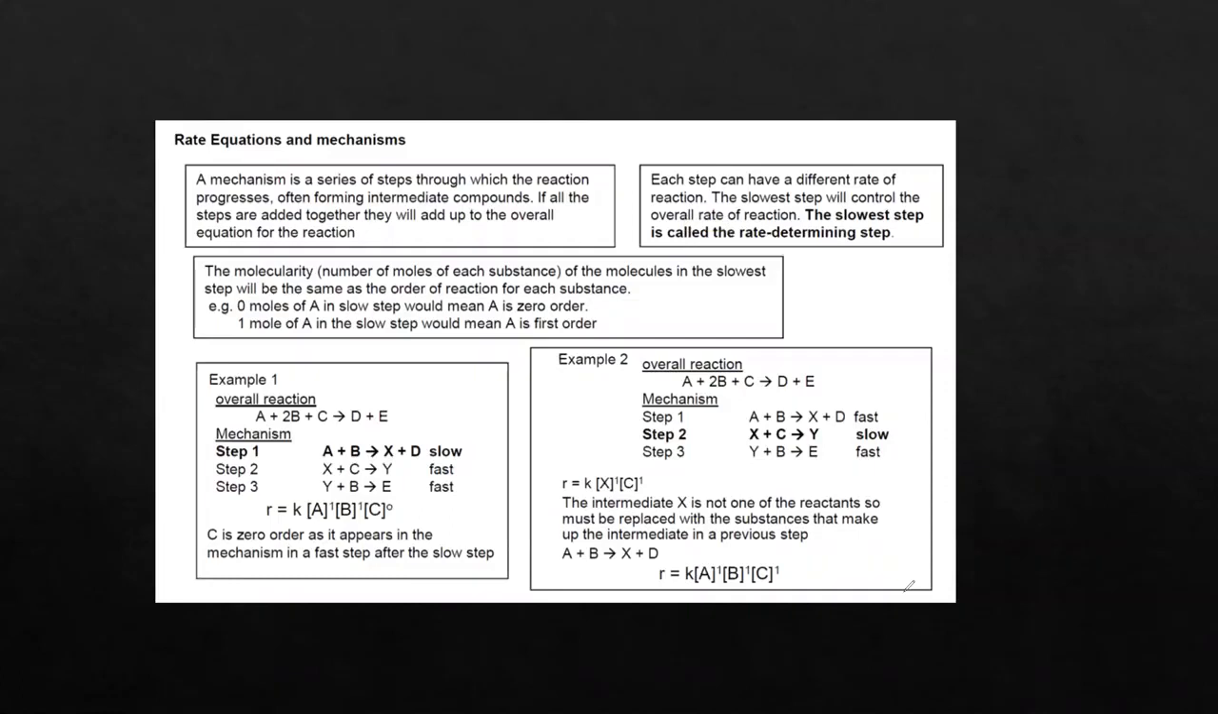How to find the rate equation? The steps will be given. The slow step is always used as the rate determining step. And using the slow step, you will find the rate equation. Because X is an intermediate which is formed by A and B, that's why X is replaced by A and B.